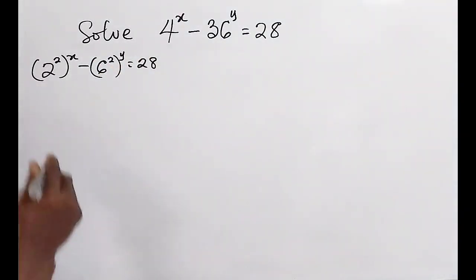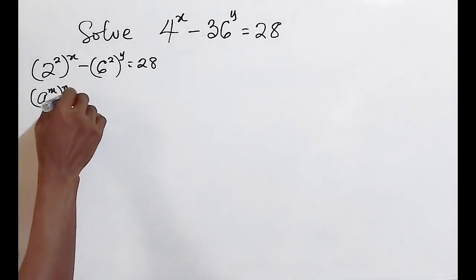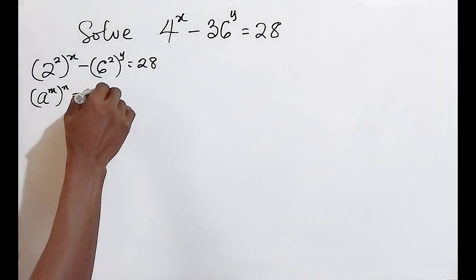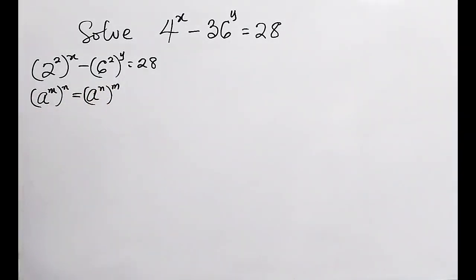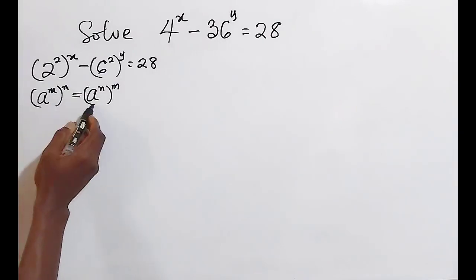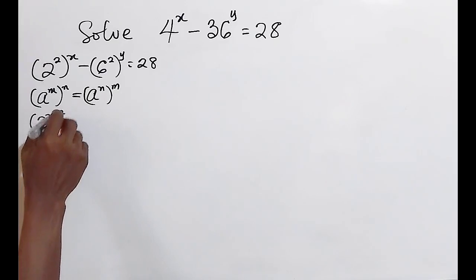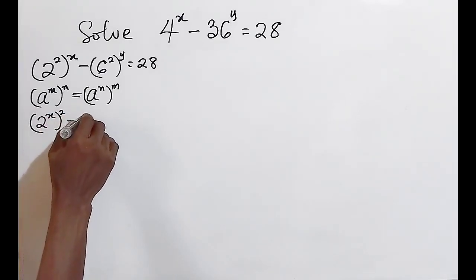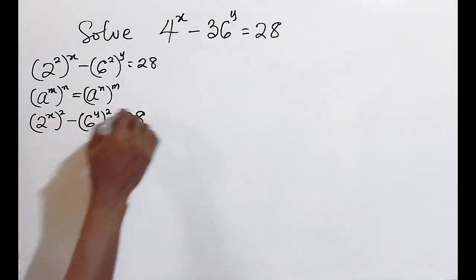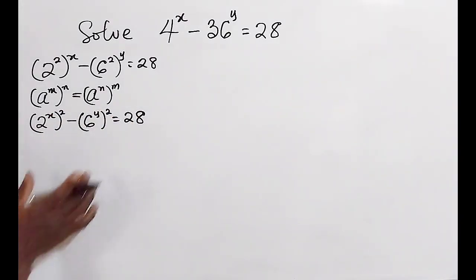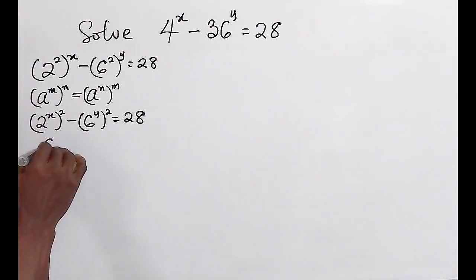And we know according to the law of indices that when you have a raised to the power of m raised to the power of n, it is the same thing as saying a raised to the power of n raised to the power of m, which implies that the powers here can be interchanged. And if this is true, we can say here 2 raised to the power of x all raised to the power of 2, then minus 6 raised to the power of y all raised to the power of 2 equals what? 28.